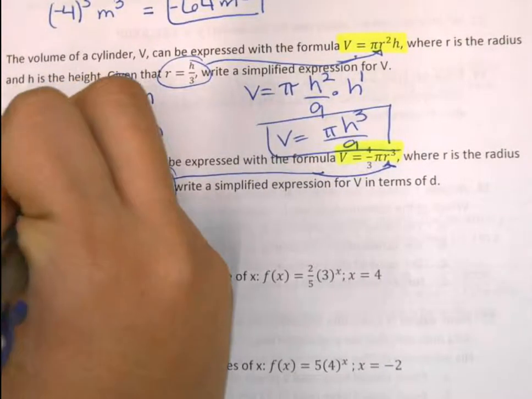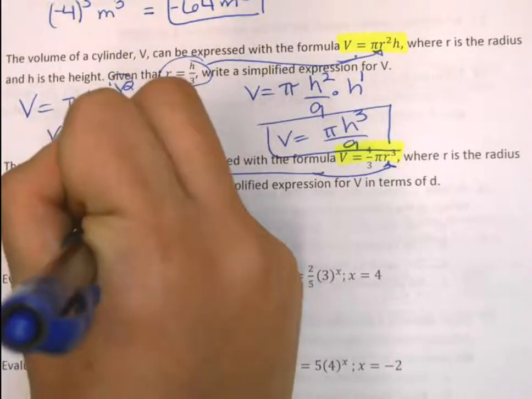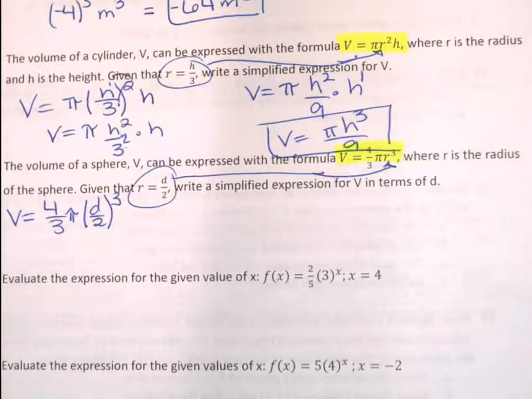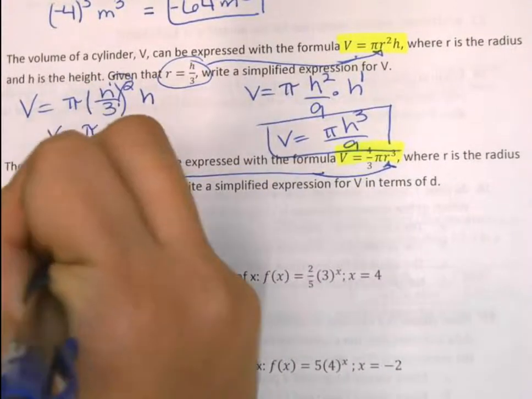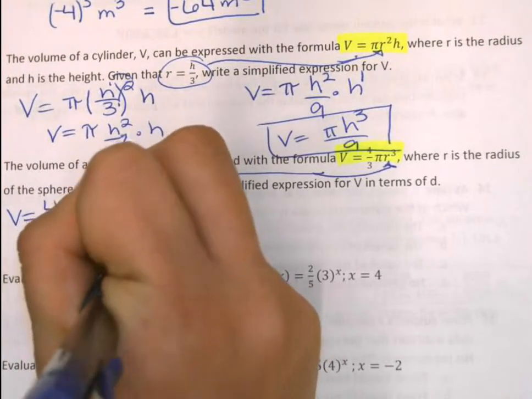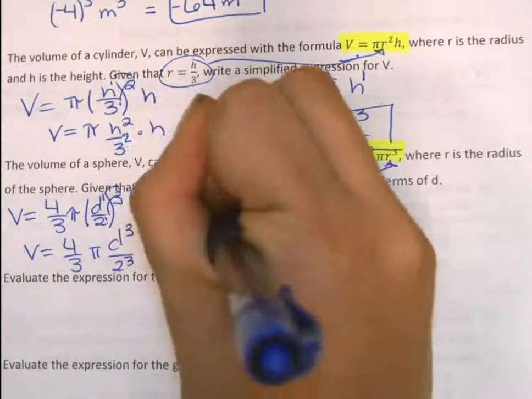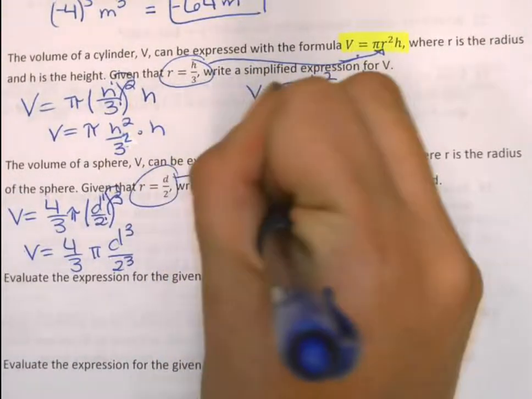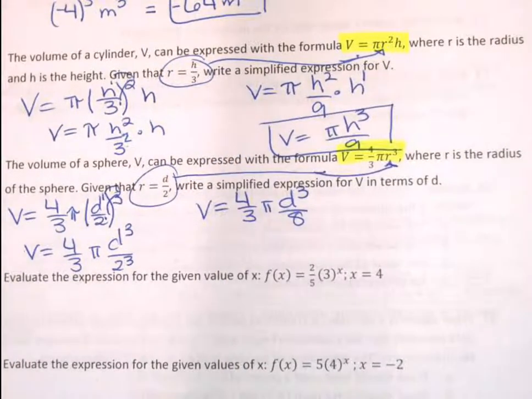I have V equals 4/3 pi, and then in parentheses I'm putting in d over 2, cubed. My first step here is to distribute in my exponent. So I get V equals 4/3 pi d cubed over 2 cubed. Next I want to figure out what 2 cubed is. So I have V equals 4/3 pi d cubed over 8, because 2 cubed is 8.